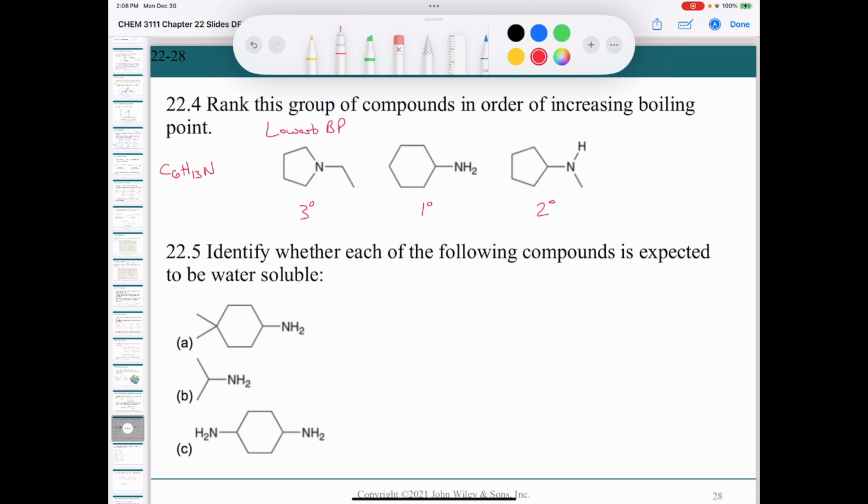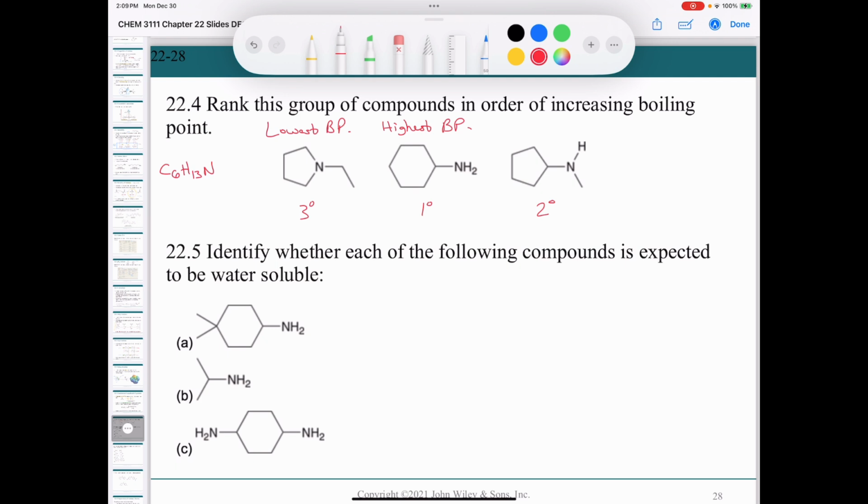And then between the primary and secondary amine, well, the primary amine has 2 nitrogen-hydrogen bonds, whereas the secondary only has 1. And so the primary amine is going to have more hydrogen bonding, and so it's going to have the highest boiling point. All right, next question, 22.5.